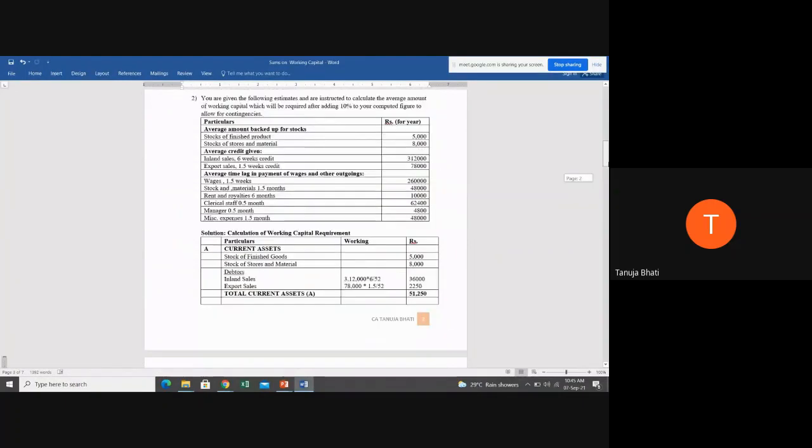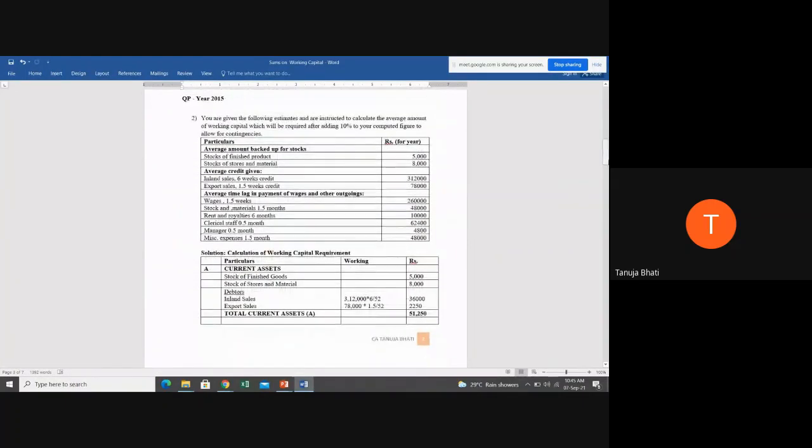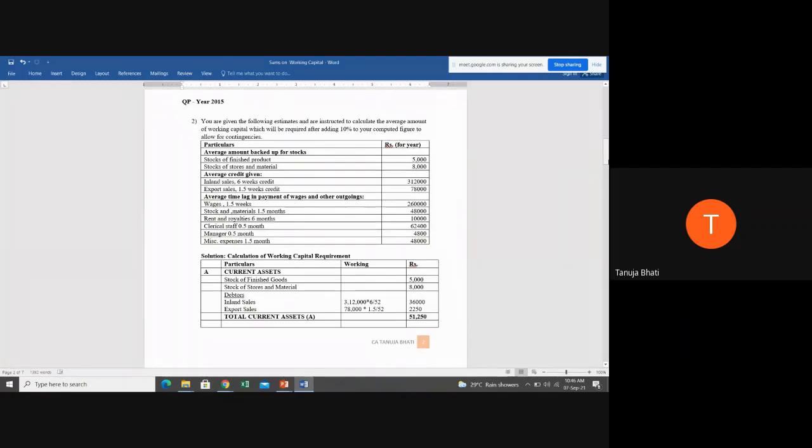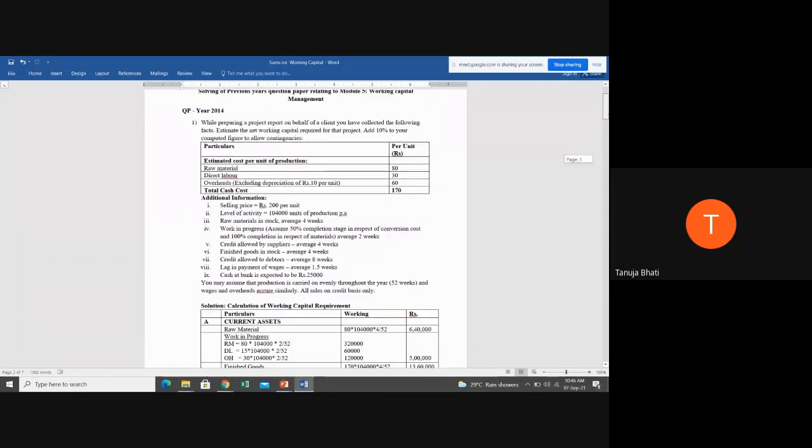Is this problem clear to everyone? Students, in a previous problem, it was a manufacturing unit. Now, this is a trading unit. So, we have seen problem on manufacturing unit solving and on trading unit also. How do we solve it? Is this second problem clear to everyone? Yes, students? Yes, ma'am. Okay. Now, in this problem, we have seen excluding depreciation.